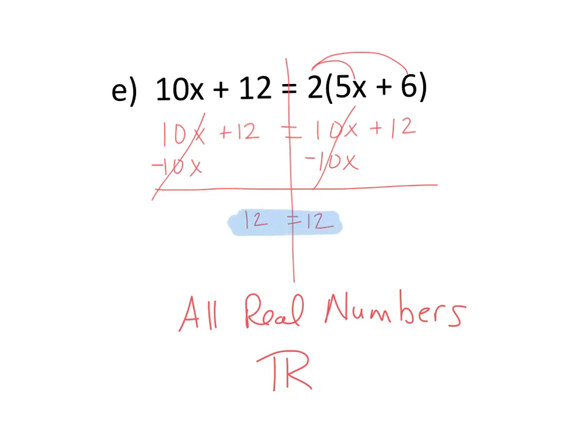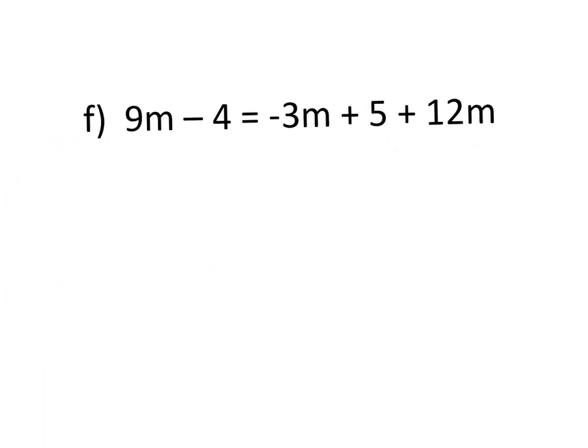Now, some of you guys might have noticed way back here. See how they're the same on both sides? We get 10x plus 12 and 10x plus 12. So if you notice it way back here, you can bypass all of this and go straight to all real numbers. Okay, so it doesn't matter at what point you see they're identical. Once you know they're identical, this is going to be your answer. Okay, all right, let's look at the next one here.